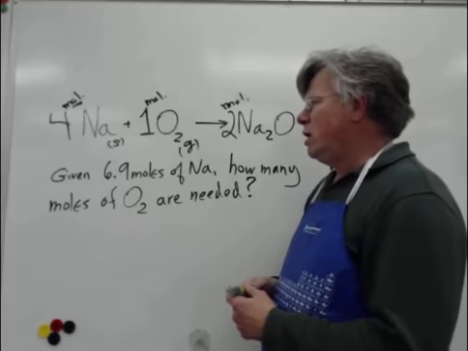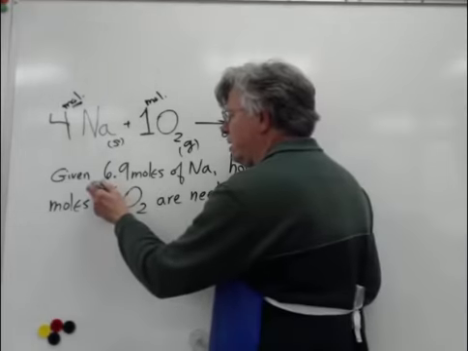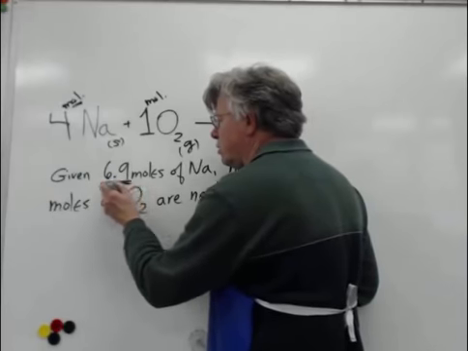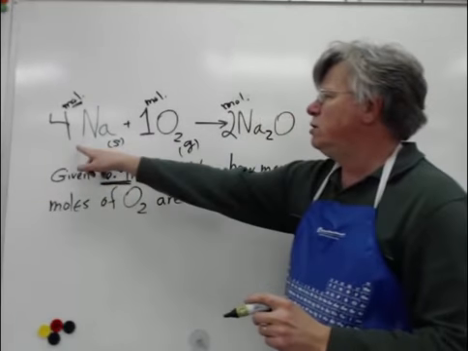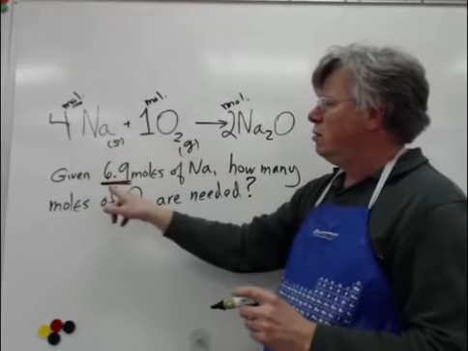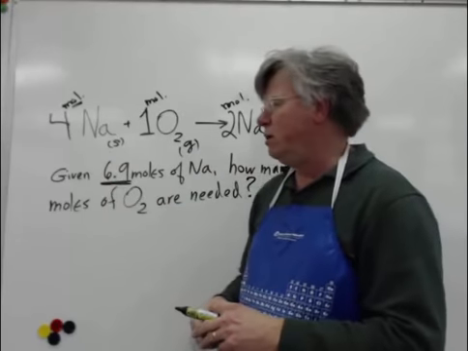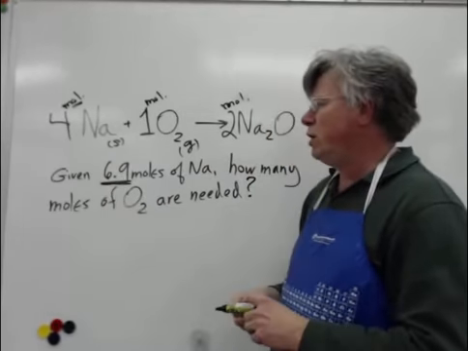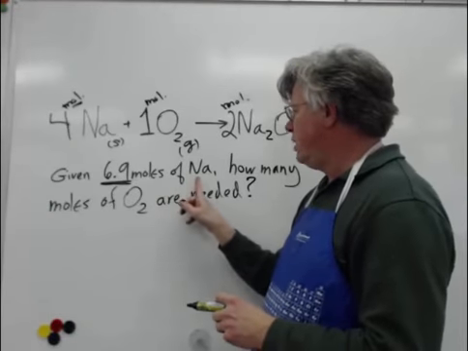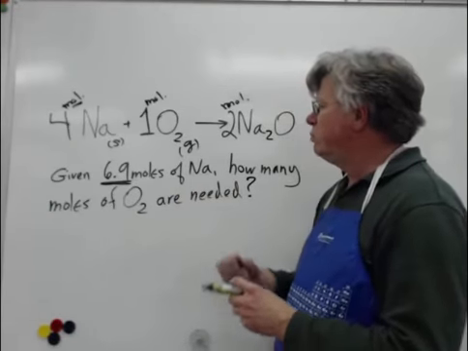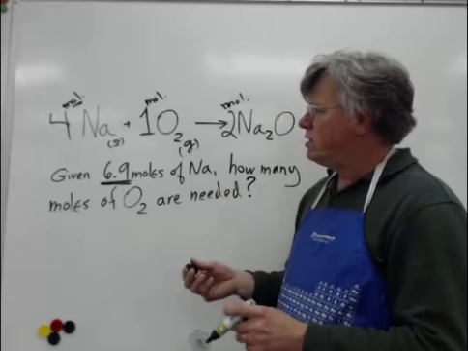In any of these stoichiometry problems, you have a given number here. Now that number has nothing to do with any of the numbers up here, but that's just a given number that could have been any kind of number. I just made this problem up. I said 6.9 moles of sodium. How many moles of oxygen will be needed?